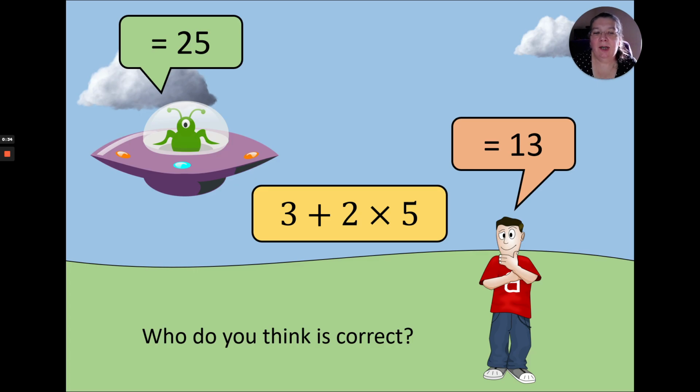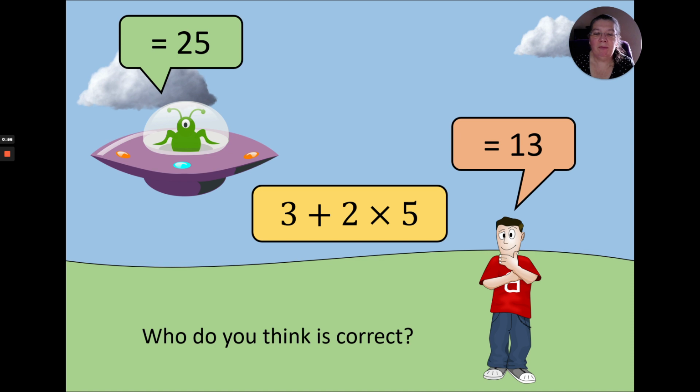Now, here we have a question in the middle, 3 plus 2 times 5. And you can see there's two different answers. The alien says it's 25. The human says it's 13. Who is correct? Do you know any rules that would mean either of those was correct?